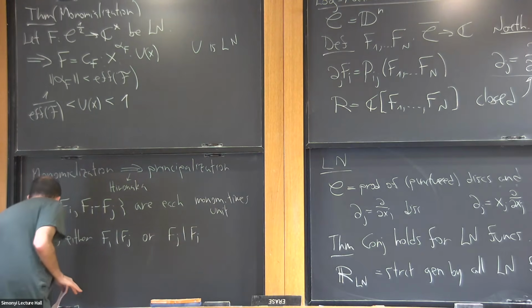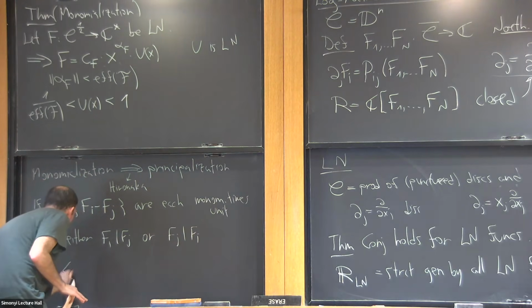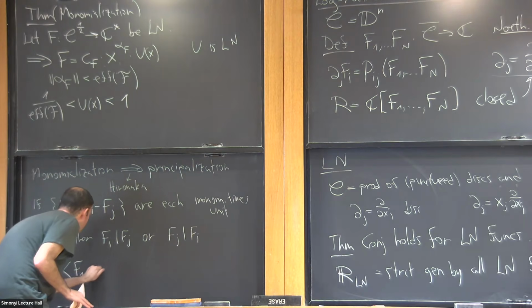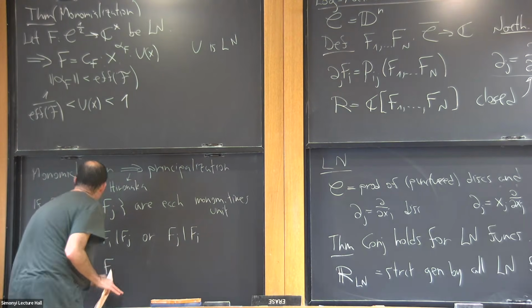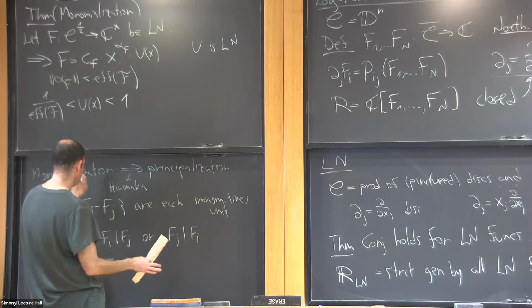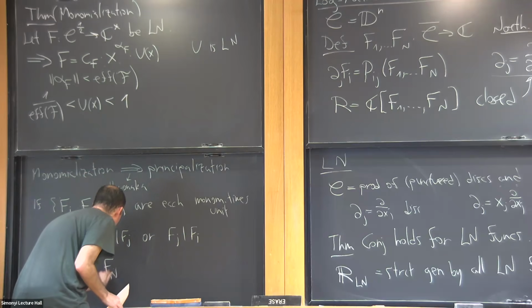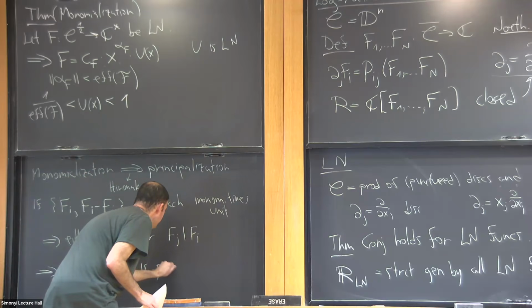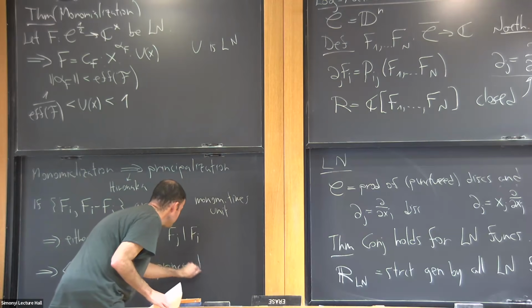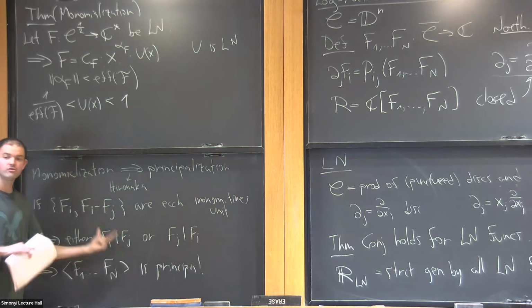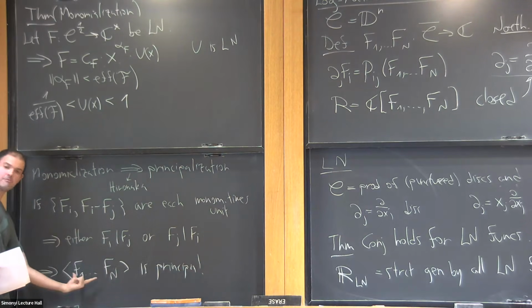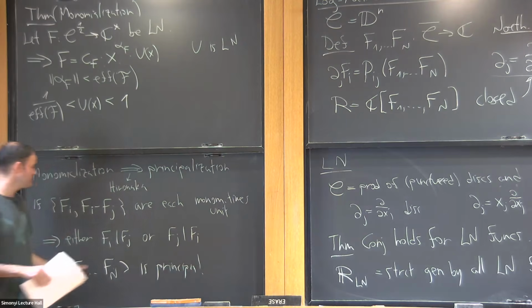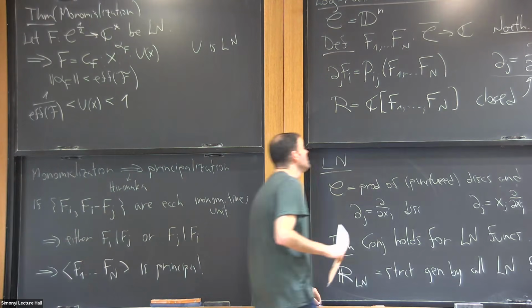And then this implies that this ideal F1 up to Fn is principal. Okay, because you know that for every two, one divides the other. So eventually the ideal generated by all of them is just generated by the one that divides everyone else.